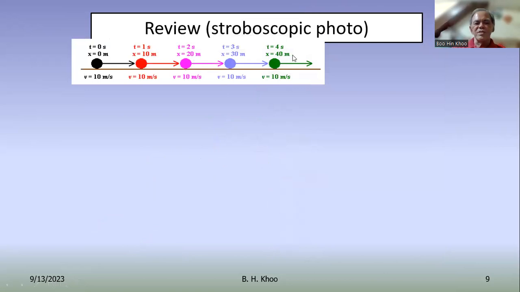Let's just review. This is a multi-flash photograph or stroboscopic photo. If it's moving at 10 meters per second, it shows you the distance moved every 1 second. So in the first second, 10 meters. Second second, you add another 10 meters, which is 20 meters. Third second, you add another 10, so it's 30 meters. 4 seconds is 40 meters.